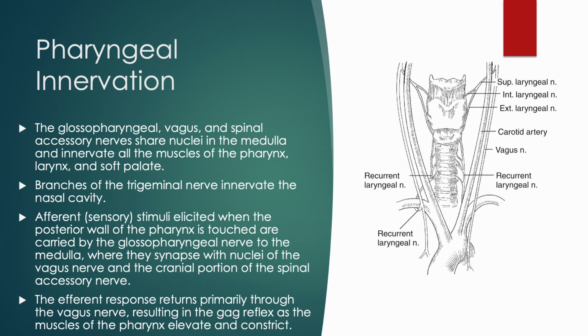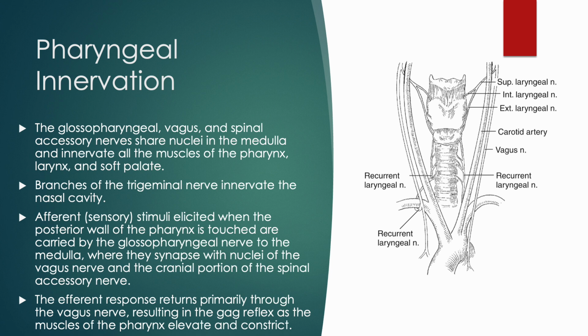All right, let's talk a little bit about pharyngeal innervation. A couple of nerves you're going to need to know are the glossopharyngeal, the vagus, and the spinal accessory nerves. They share nuclei in the medulla. They provide sensory and motor innervation to the pharynx, the larynx, and the soft palate. The trigeminal nerve branches also contribute to the nasal cavity innervation.